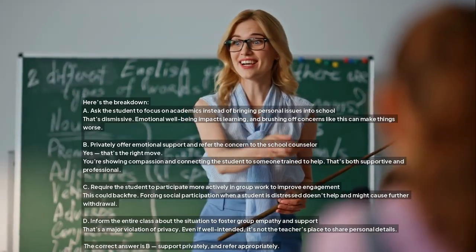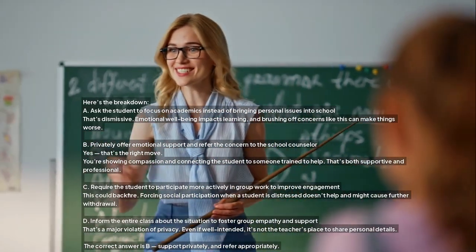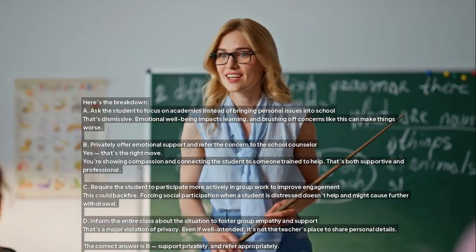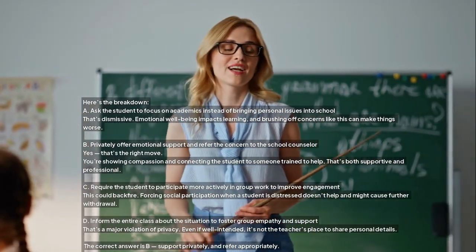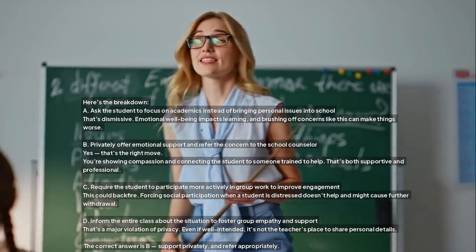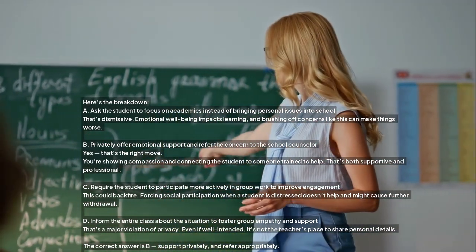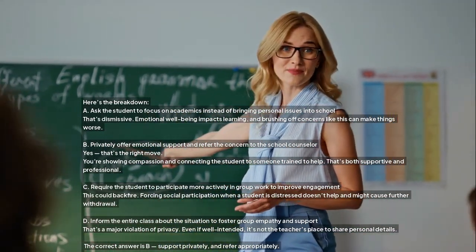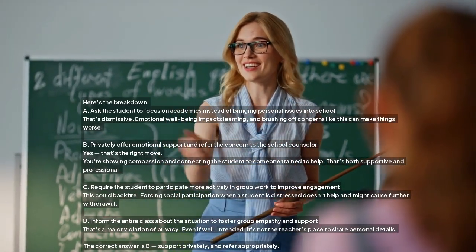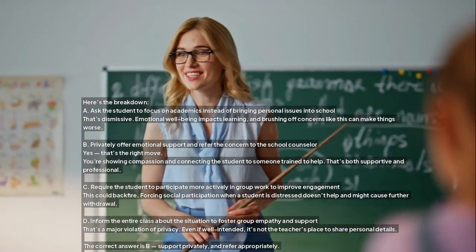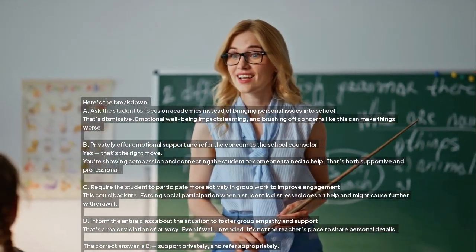A. Ask the student to focus on academics instead of bringing personal issues into school. That's dismissive. Emotional well-being impacts learning, and brushing off concerns like this can make things worse. B. Privately offer emotional support and refer the concern to the school counselor. Yes. That's the right move. You're showing compassion and connecting the student to someone trained to help. That's both supportive and professional.